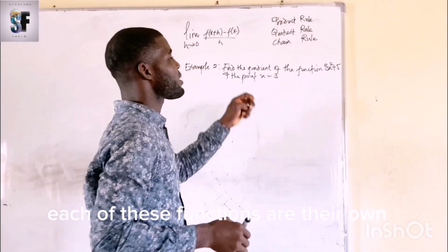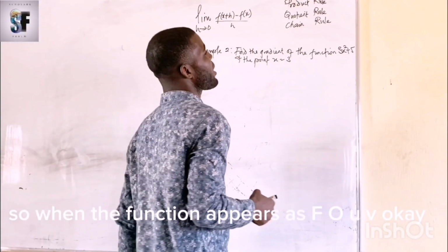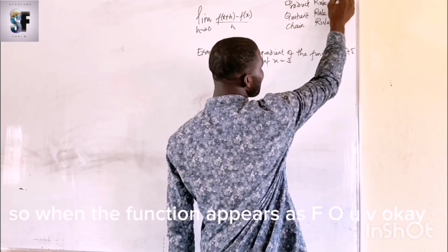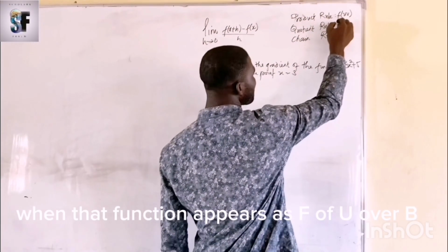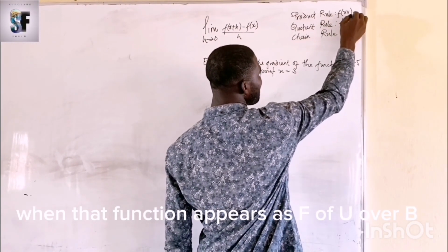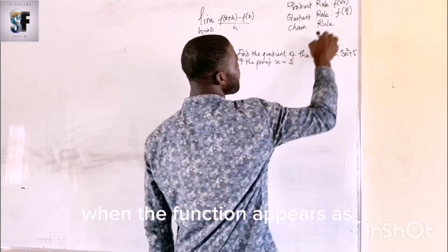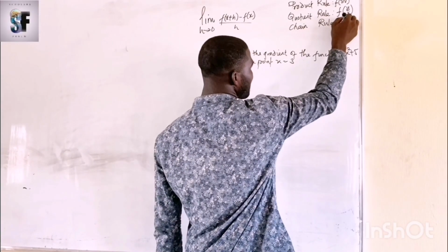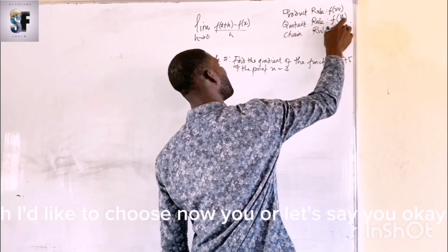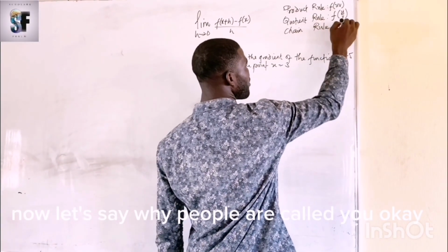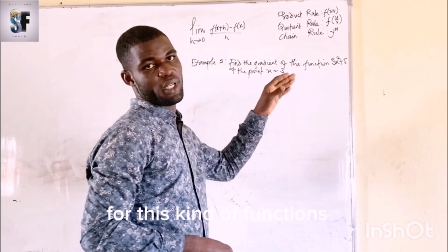Now each of these functions has its own way of appearing. When the function appears as f of uv, we use the product rule. When it appears as f of u over v, we apply the quotient rule. When y is a power of u, then of course we can use the chain rule for this kind of function.